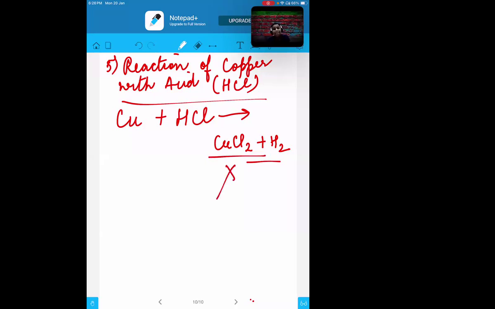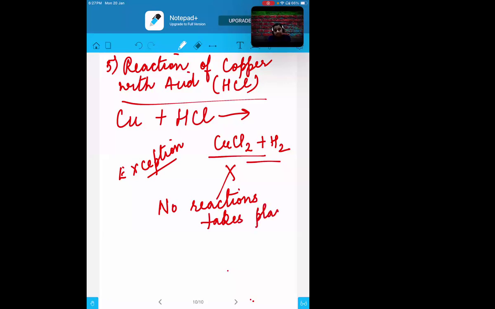No, this is actually the exception part of the reaction. Like how we have learned the exception for the metals and non-metals, same way, copper reacting with the hydrochloric acid is the exception where no reaction takes place. So here, the copper will not be reacting with the hydrochloric acid, and that's why no reaction will be taking place. Clear?